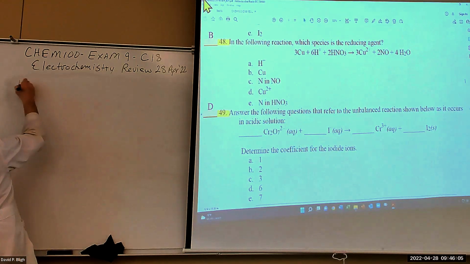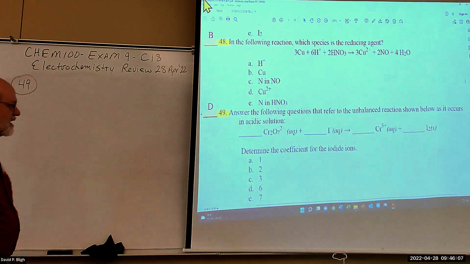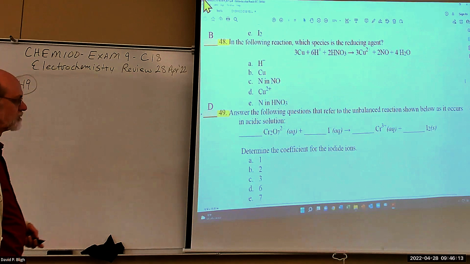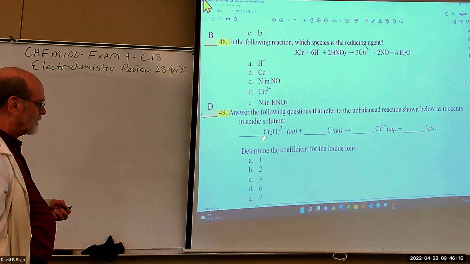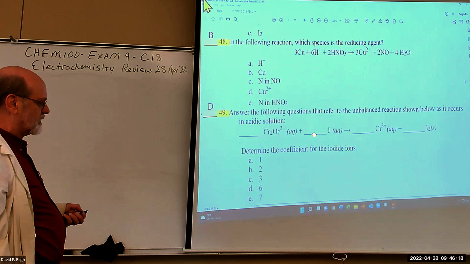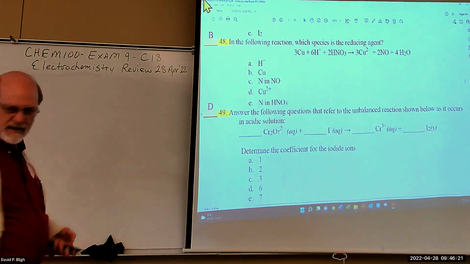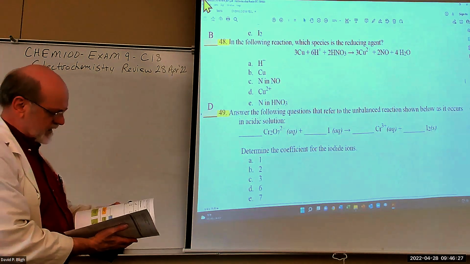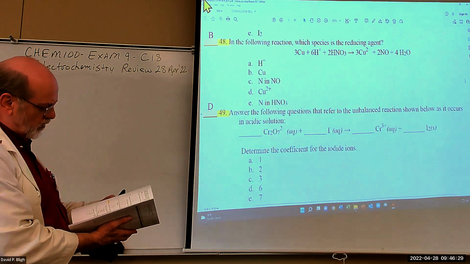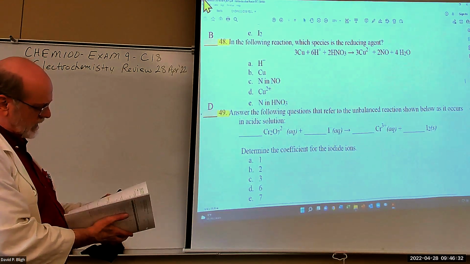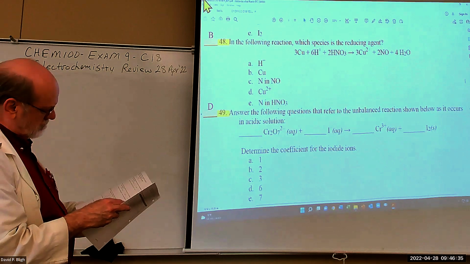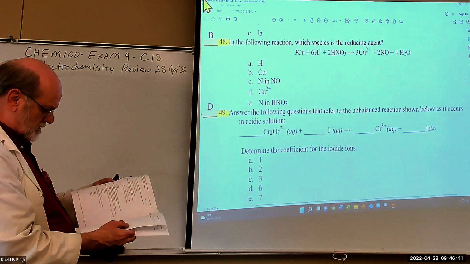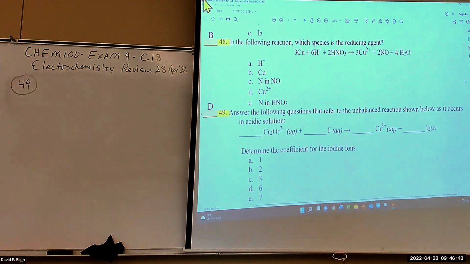49. Answer the following questions that refer to the unbalanced reaction shown below. Determine the coefficient for the iodide ion. This one right here. Let me see. I got a sneaking suspicion that there's more to it. I ought to keep this one on the board until we get all of them answered. 49. Well, there are some, but I didn't pick them out. We're going to balance the whole equation anyway.